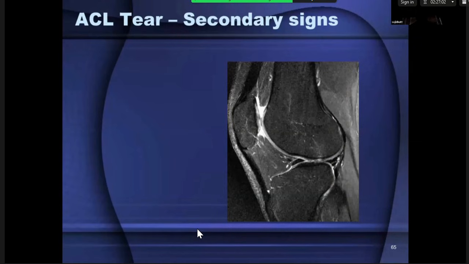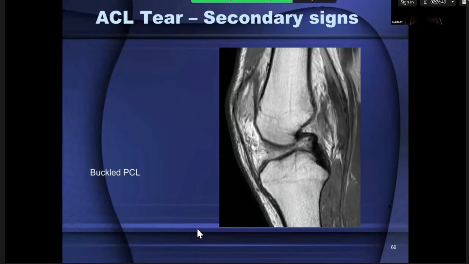Have a look at the lateral meniscus posterior horn, and that has got a little bit of an uncovered area. Normally, this should be present sort of more anteriorly, and this is sort of flipped back a little bit, and that's, again, an indirect sign of ACL injury.